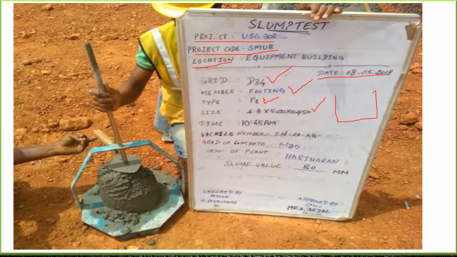In this footing, I'm going to do all these tests. At what time you're doing the test, you're doing it at 10:45 a.m. in the morning. What is the vehicle number, from which vehicle this concrete has arrived, they've written it here. What is the grade of concrete, for which grade this concrete is being prepared, it is M25. From which plant it has come, the name of the plant, means this concrete is prepared in a batching plant. We'll see in the next video how the batching is done. The name of the plant is Hariharan. And the slump value required is 80 mm. So all this is decided even before the start of the project, right?